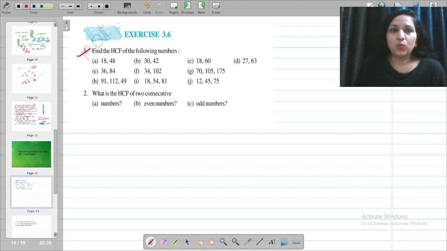Okay, so question number 1 is, we are being given a pair of numbers, that is 18 and 48, and we need to find the highest common factor. Let us first see the prime factorization method for finding the highest common factor. For that, let me just do the prime factorization of these two numbers. One is 18, another one is 48.